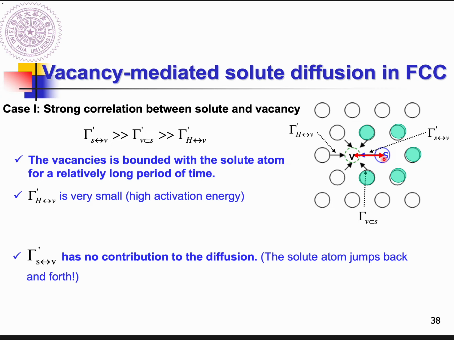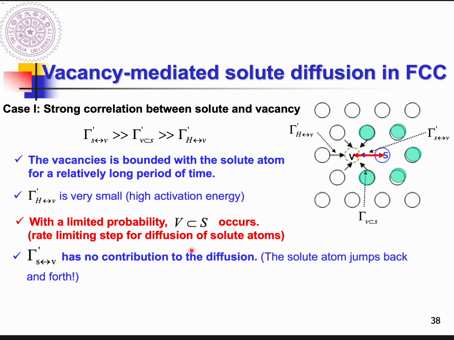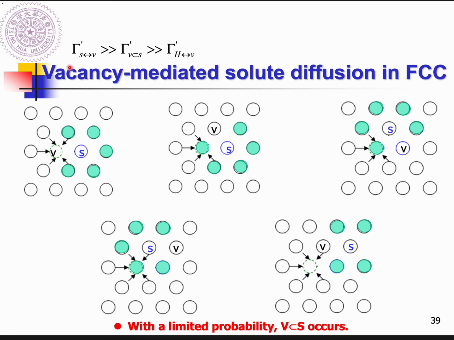So which jumping process controls the diffusivity of the solute atom in this case 1? The answer is the gamma prime between the host atom nearby neighboring solute and the vacancy. But I want to show you why. So let's take a look at this figure step by step. I just remark for case 1, the highest one is between SV, then the vacancy and host atom neighboring solute, and the slowest one is the host atom and the vacancy.